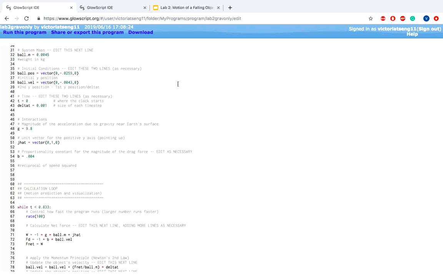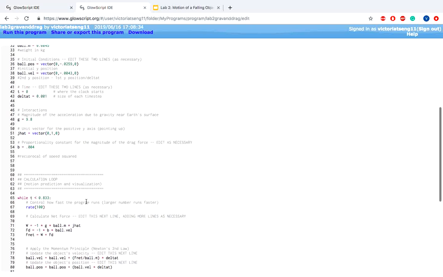For the code, we make the following changes. We update the mass, position, and velocity of the paper and the time. We use the following formulas in our calculations: weight, drag force, and net force. For our net force considering only gravity, we simply set the net force equal to weight. For our net force considering both gravity and drag, we set our net force equal to weight plus the drag force.